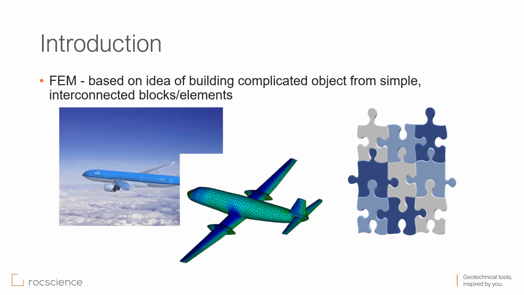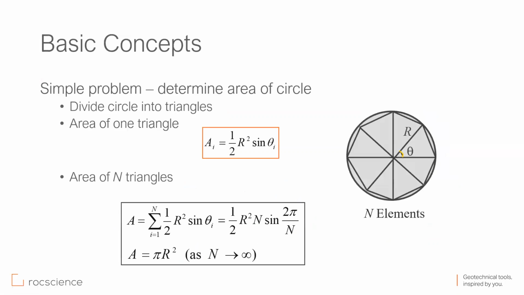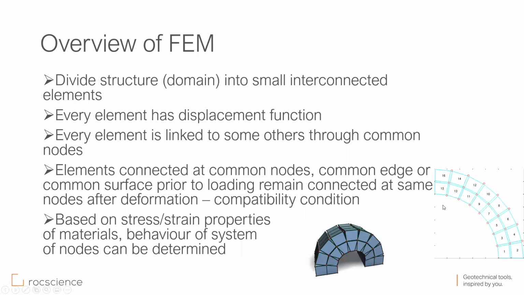For example, if you want to model this airplane using finite element analysis, you can divide it into different blocks, which we call mesh, and look at the stresses at different locations. The basic idea is, let's say you want to find the area of this circle, you divide it into different triangles, and if your triangles are small enough to cover the whole area, they go to infinity basically, you can find the area of the circle using these triangles, which is a very similar concept to finite element analysis. In general, in finite element analysis, we divide our domain into small interconnected elements.